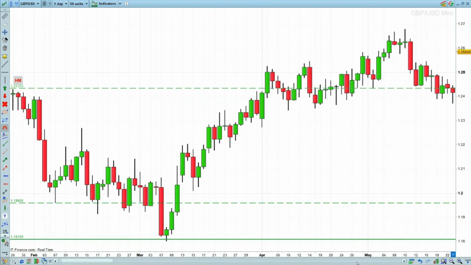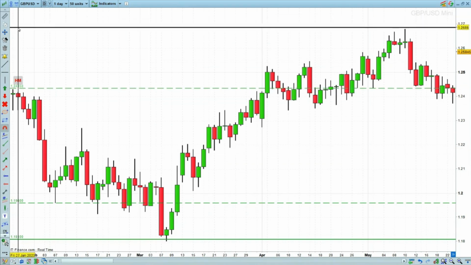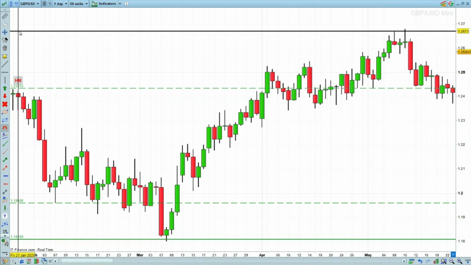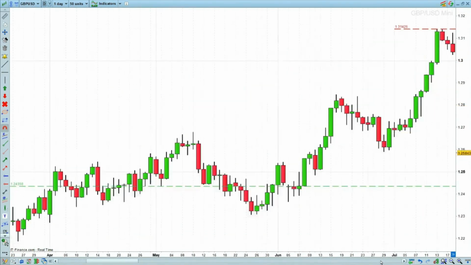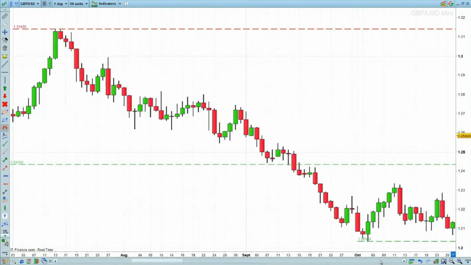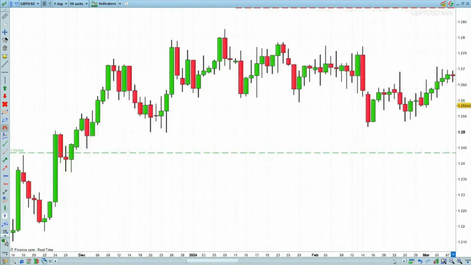Could you just point your cursor over the hanging man again? Perfect. Okay. Hammer at the top is a hanging man, and hammer at the bottom is a hammer. Simple. Yep.